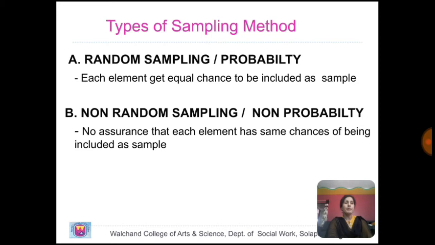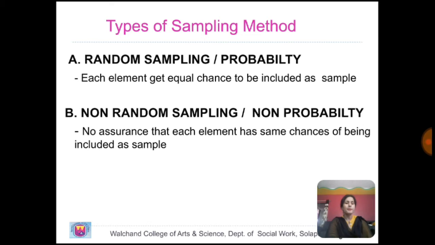Now let us see the types of sampling method. Broadly, there are two types of sampling method. One, random, which is also called probability sampling method, and the second one is non-random or non-probability sampling method. Random or probability sampling method, here each element gets equal chance to be included as sample. The probability of each element to be included in a sample is based on theories of probability. For example, in a population of 1000 members, each of these members will have 1 in 1000 chances of being selected to be a part of the sample. It gets rid of biases in the population and gives a fair chance to all the members to be included in the sample.